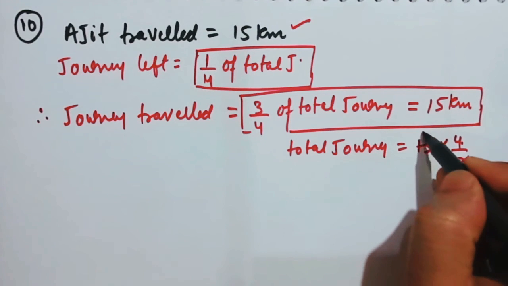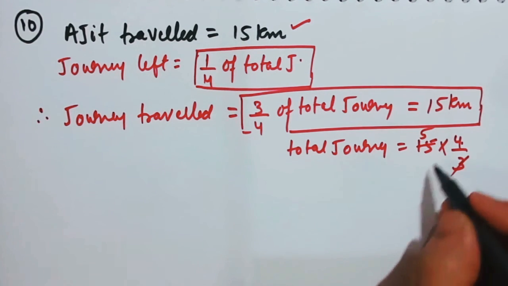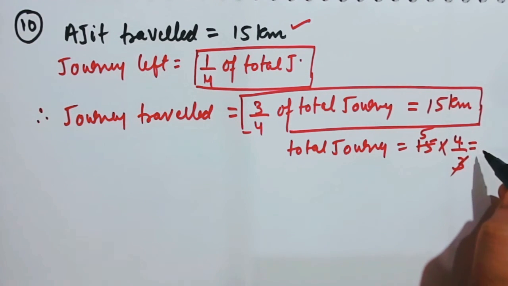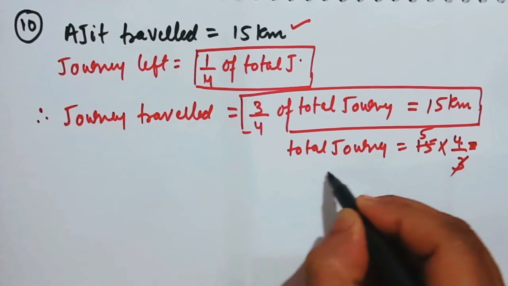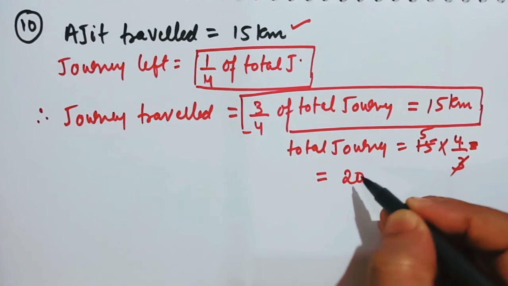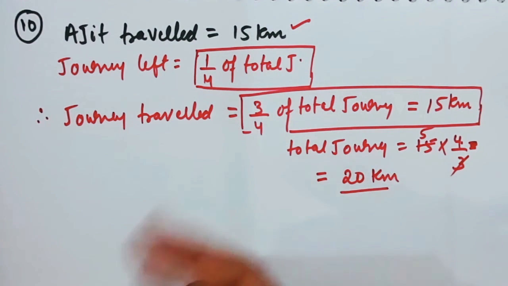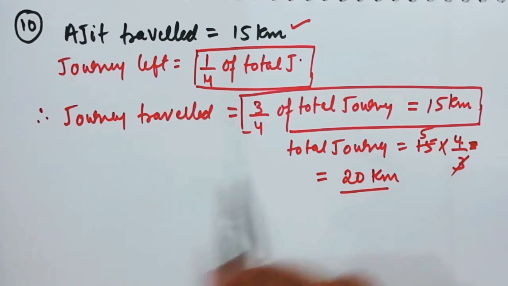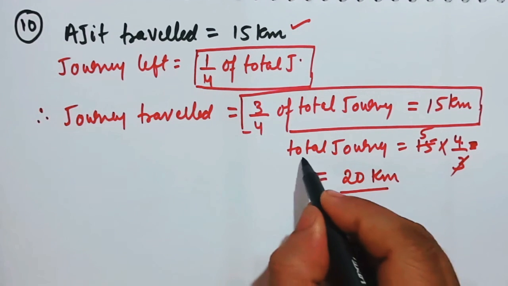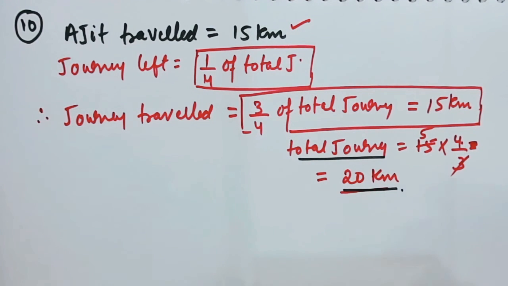So 5 times 15, 5 fours are equal to how much? 5 fours are 20 kilometers. So this is what they are asking, find the total journey. So my total journey is equal to 20 kilometers.